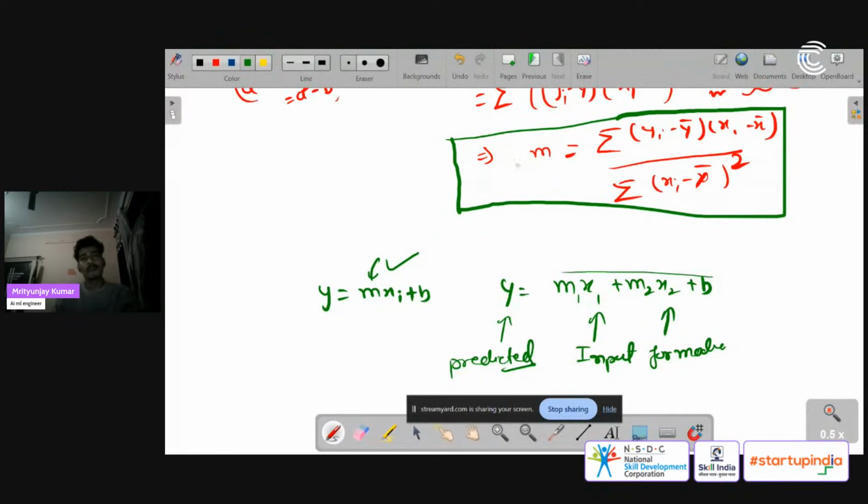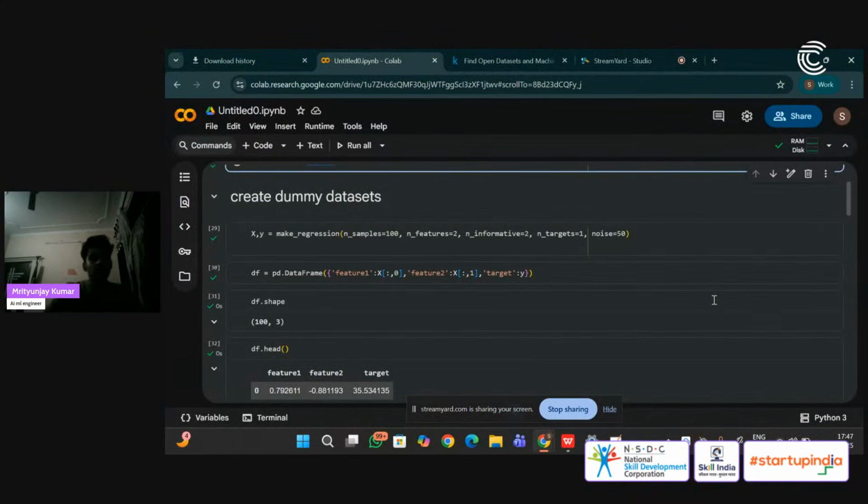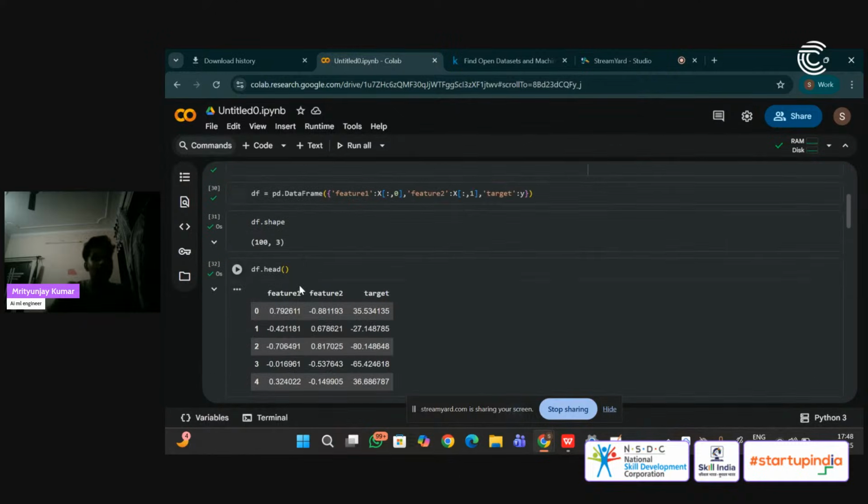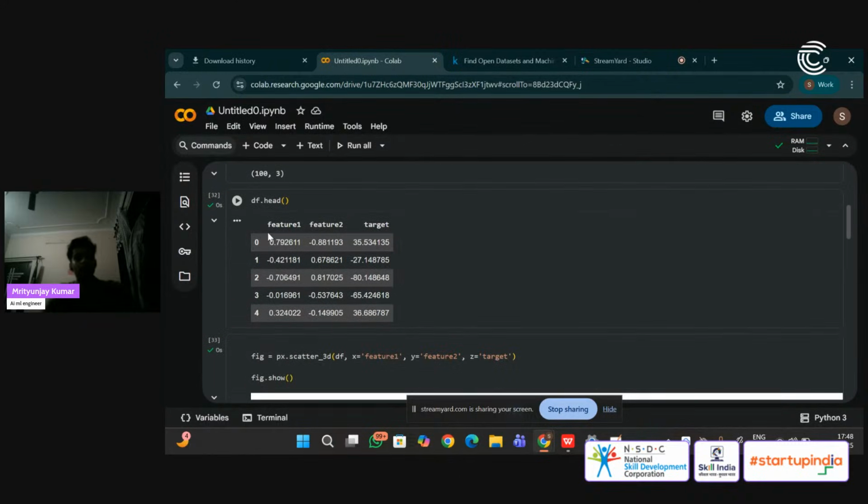In the same way, we are going to differentiate and find out the values of m1, m2 and b. Here I have taken two features, and I have shown you what data is present here. You can see that when feature one is 0.79 and feature two is minus 0.88, our target value becomes 35.5.